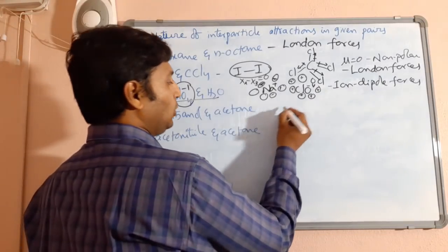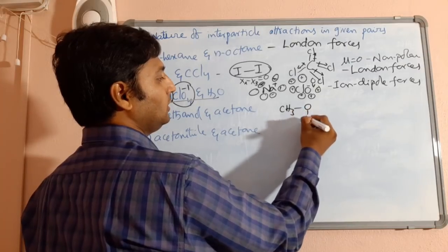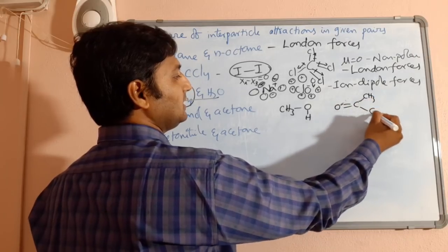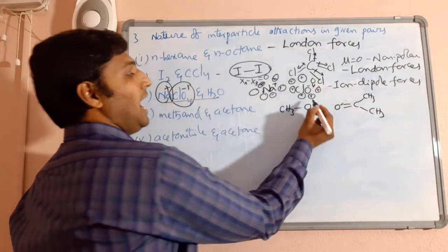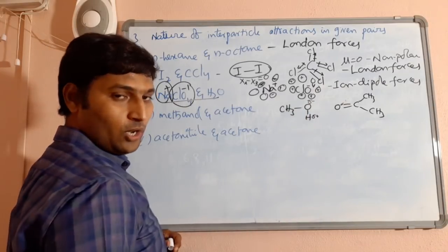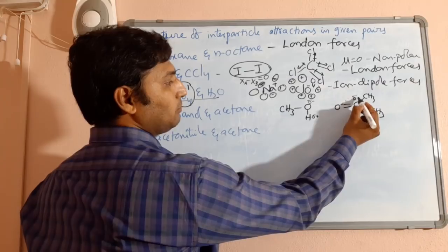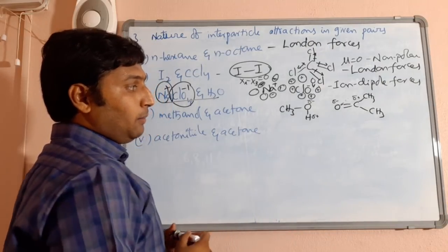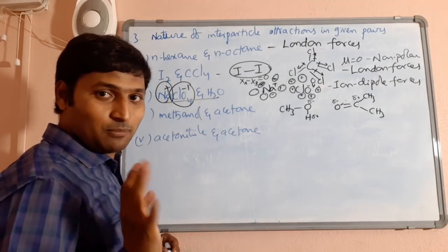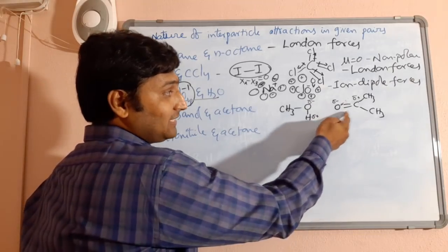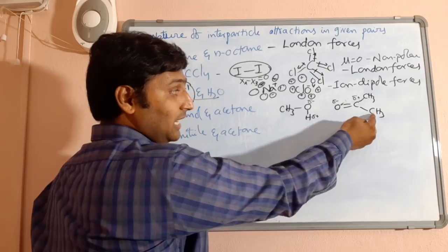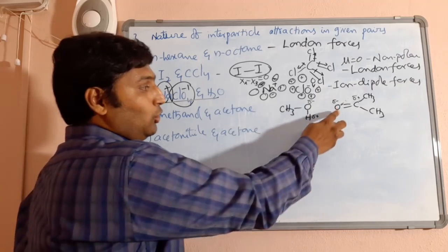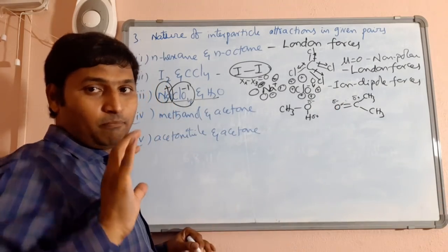Then comes methanol and acetone. This is methanol. This is acetone. Please observe, the oxygen-hydrogen bond will be polar, no doubt, and the carbon-oxygen bond will be polar, no doubt. Now you see, between acetone and acetone there cannot be intermolecular hydrogen bonding. Why? In acetone, hydrogens are not attached to oxygens, hydrogens are attached to carbons. A carbon-hydrogen bond cannot be involved in hydrogen bonding. So, no doubt one acetone and another acetone can be held only by dipole-dipole forces.